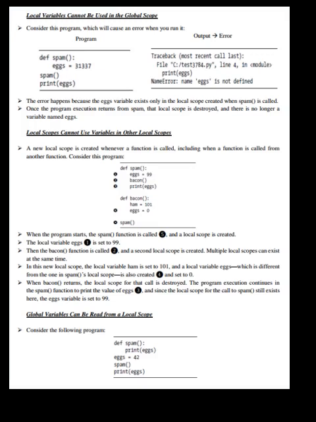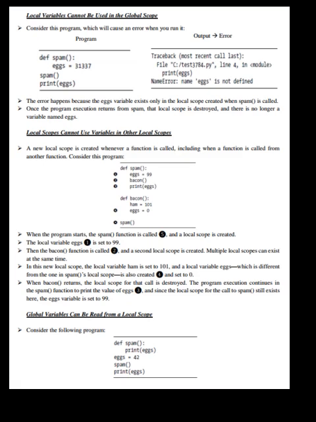Consider this example which will cause an error when you run it. See the program and output. The error happens because the x variable exists only in the local scope created when spam is called. Once the program execution returns from spam, that local scope is destroyed and there is no longer a variable named x. Local scopes cannot use variables in other local scopes.